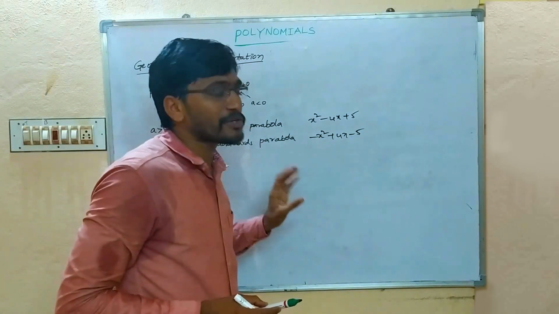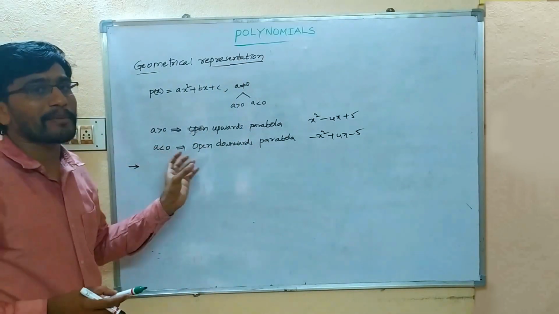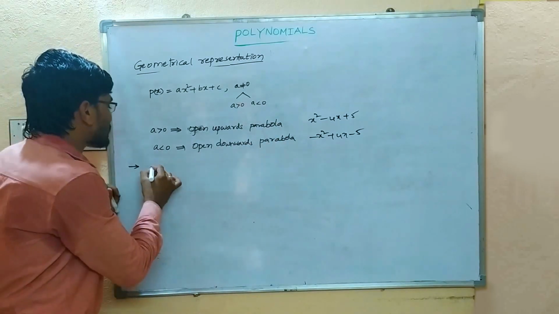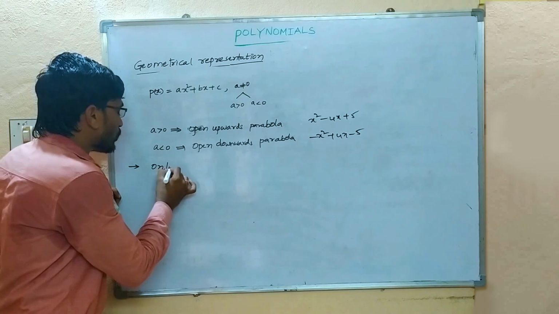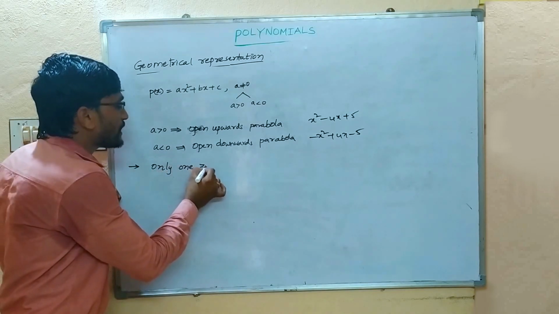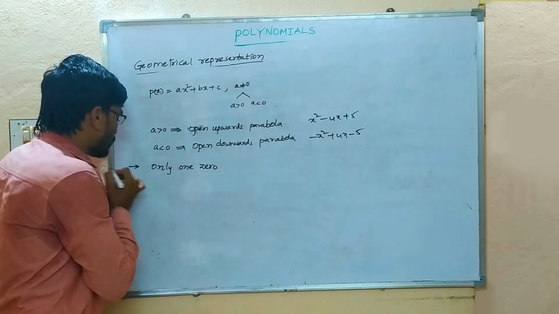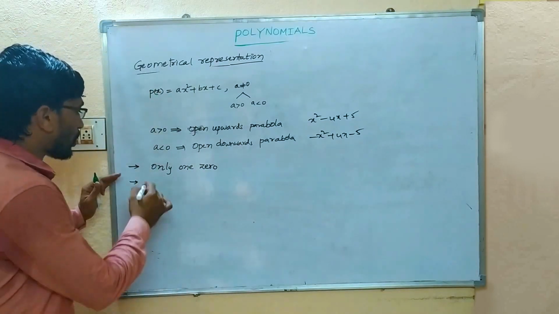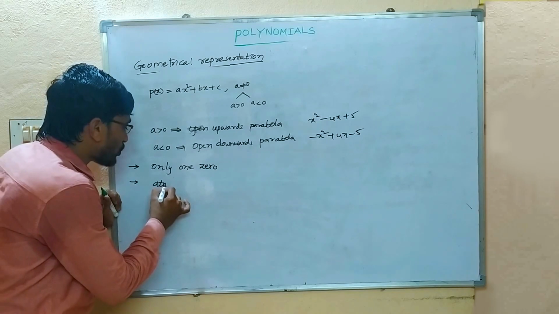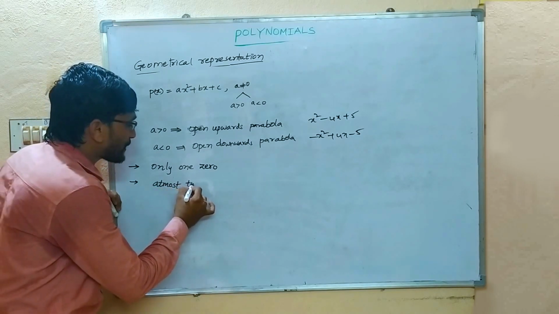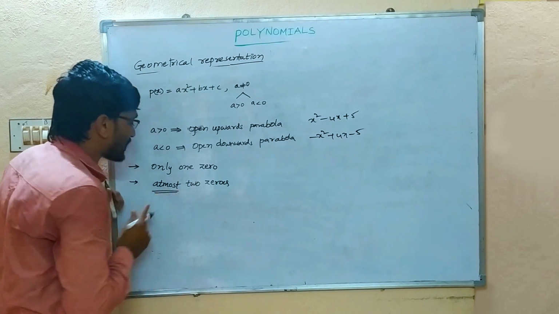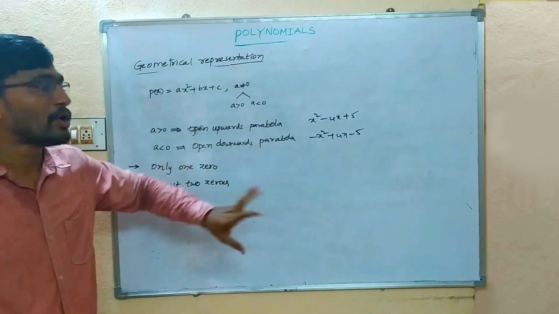Next, one more important point: the number of zeros of a polynomial. How many zeros does a linear polynomial have? A linear polynomial has only one zero. How many zeros does a quadratic polynomial have? A quadratic polynomial has at most 2 zeros. What is the meaning of at most? At most is nothing but a maximum of 2 zeros.